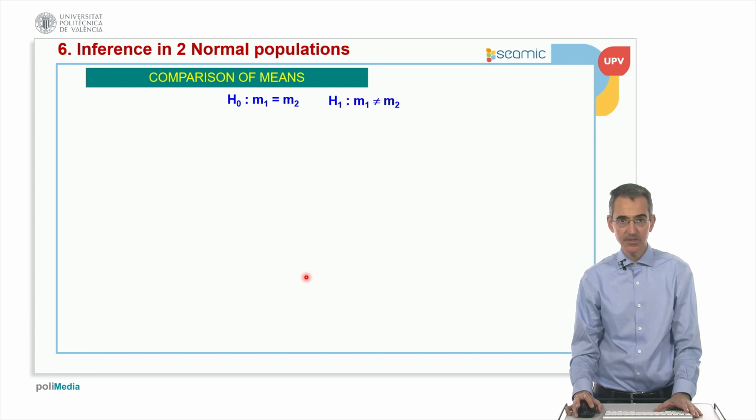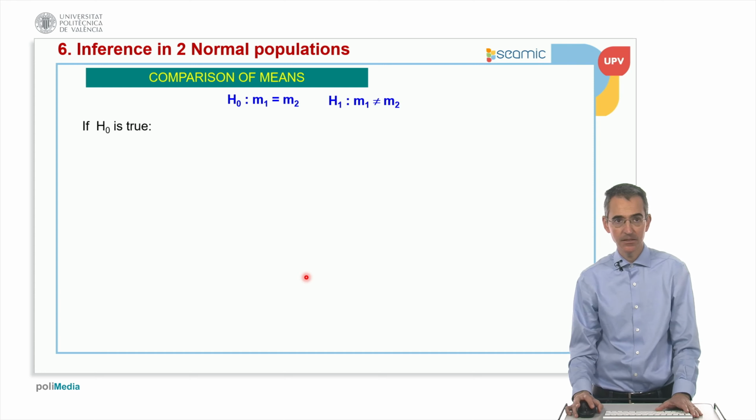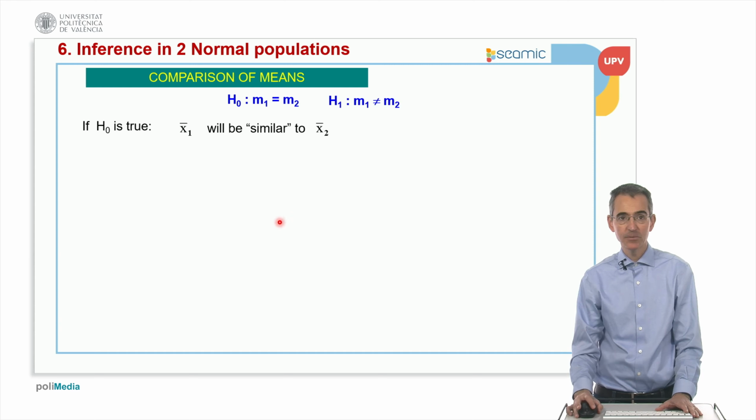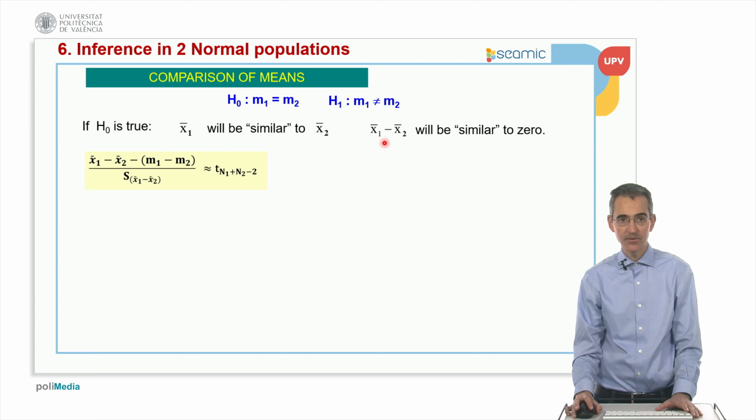So this is the null hypothesis, the means are equal, versus the alternative that the means are different. If the null hypothesis is true, the sample mean of the first population will be similar to the sample mean of the second population, and then their difference will be small, around 0. So we have this formula.